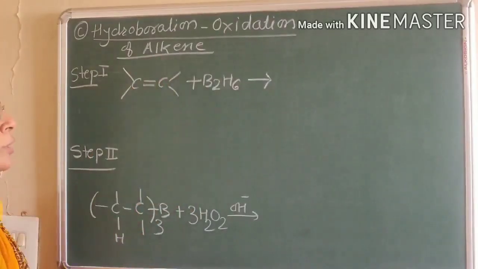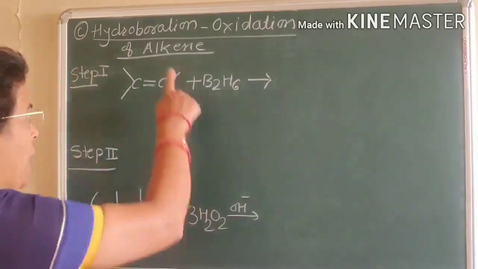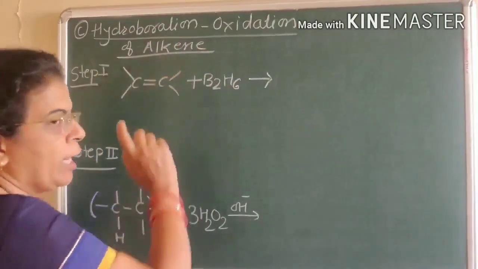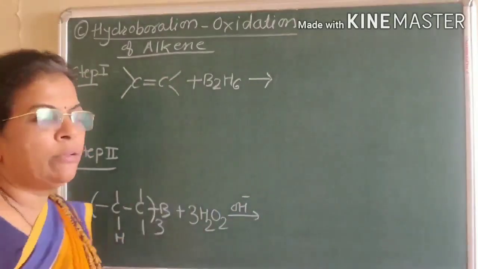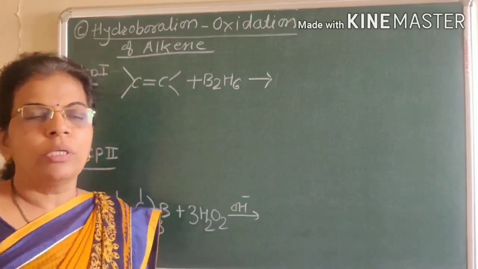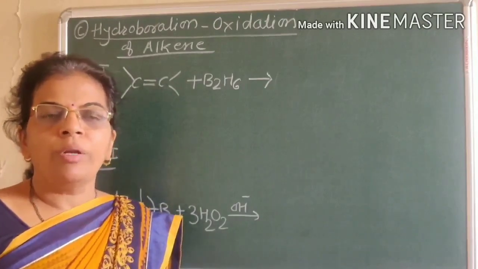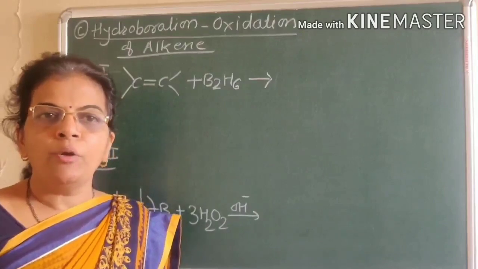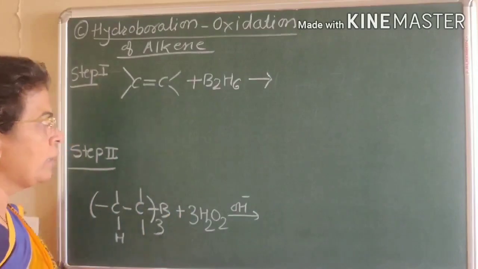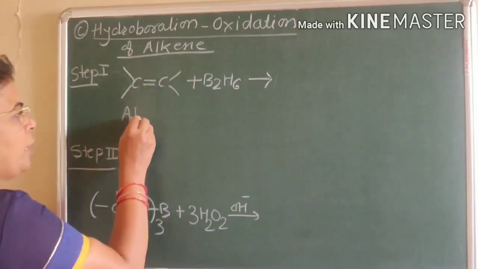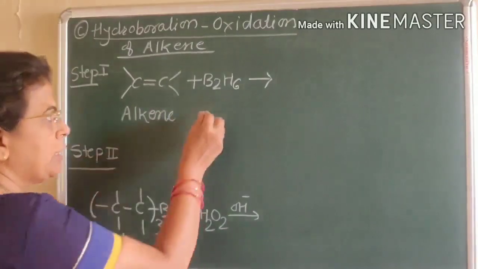Now we are going to see the third method for the preparation of alcohols, by hydroboration-oxidation of alkenes. That is, here from alkenes we are going to prepare alcohols. This method we have also seen last year, in 11th standard, in hydrocarbons under the reactions of alkenes. Now here this is an alkene, and when this alkene is treated with B2H6, this is diborane.